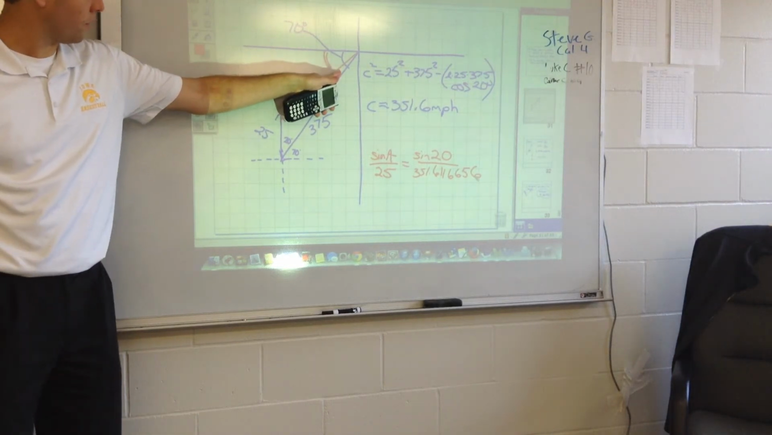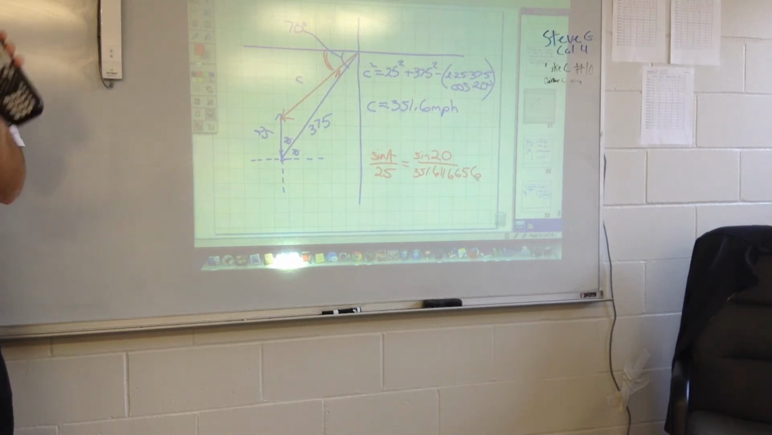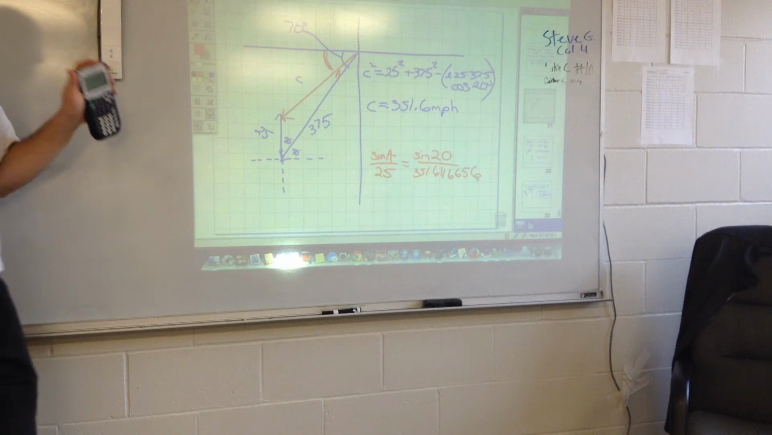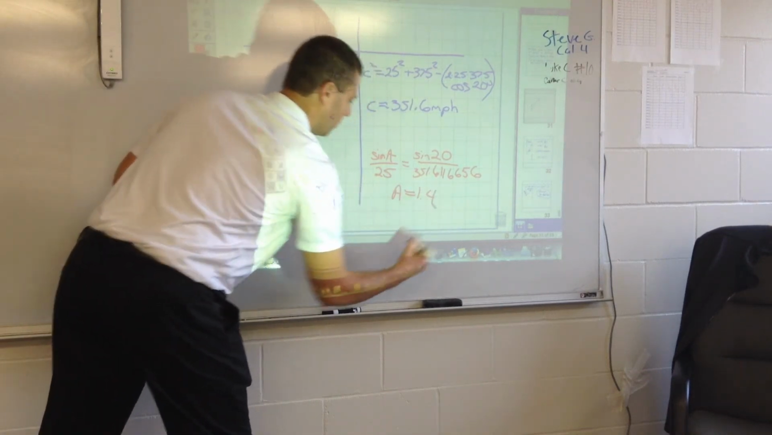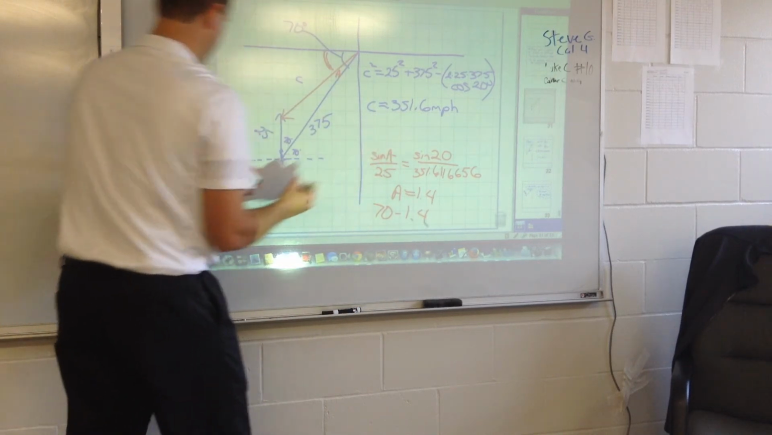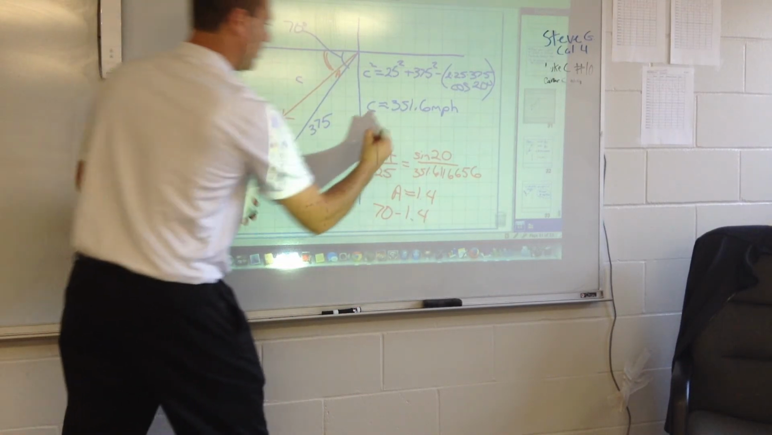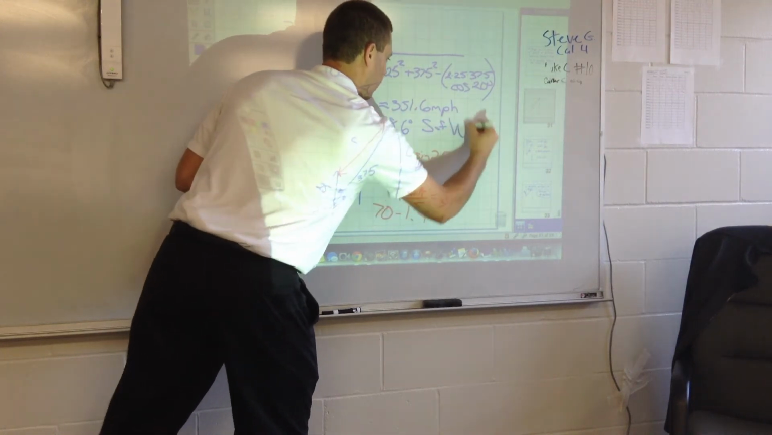So if that's 1.4, I'm going to take 70 minus that answer. 68.6 degrees. So A is about 1.4, so 70 minus 1.4, so that would be, if I go back to blue here, 68.6 degrees south of west.